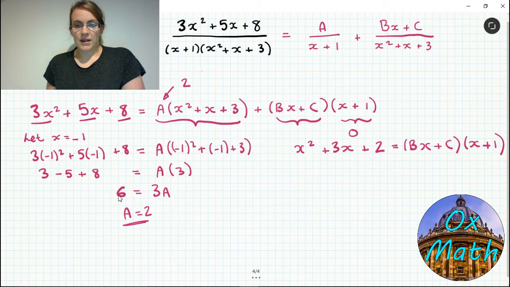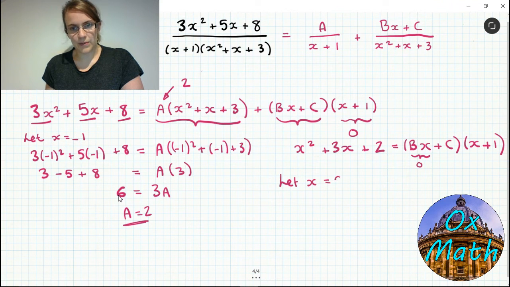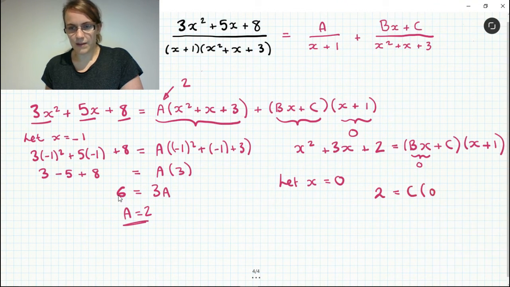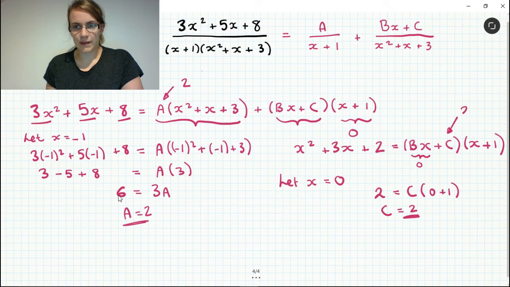Now from there I can see that actually if I pick x equals 0, I can eliminate b. So for this time I'm going to let x equals 0. So 0 squared plus 3 times 0 is 0, so that just leaves me with my 2, and that will leave me with c times 0 plus 1, which is just c, so c equals 2. Now I know what my c value is, I know that is 2. I can then simplify the equation down again and allow us to find our b value.